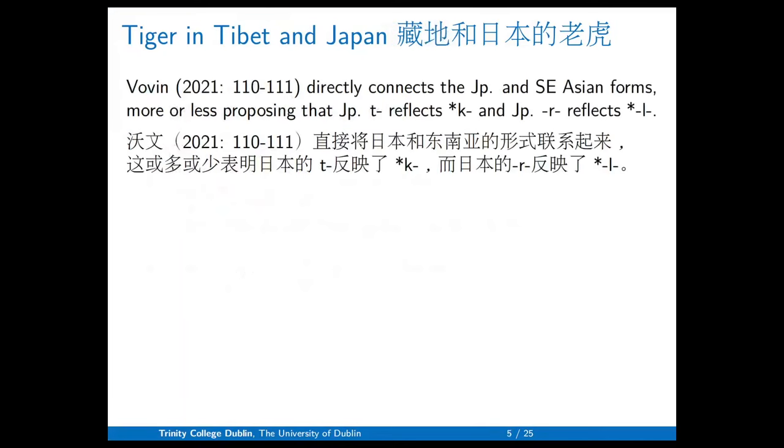Alexander Vovin, who is a Japanologist, a scholar who studies the history of the Japanese language, in 2021, quite recently, and he has subsequently passed away, so this is one of his very last articles, directly connects the Japanese and Southeast Asian forms. He's not very clear about what he has in mind, but he more or less proposes that the Japanese T in tora corresponds to the K in kla, and the Japanese R in tora corresponds to the L in kla. It's not clear to me how he thinks it works, but this much he does make clear: he thinks tora comes from kla.